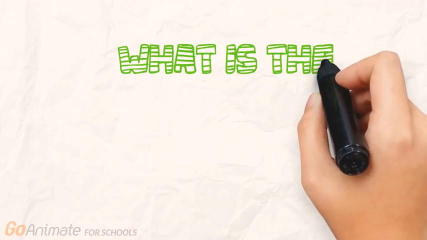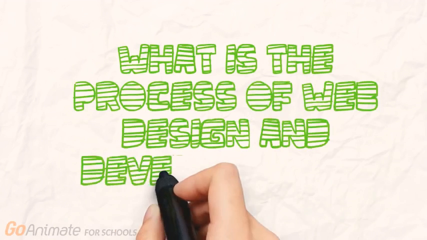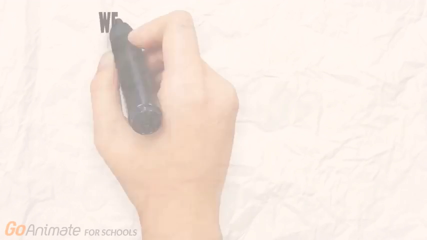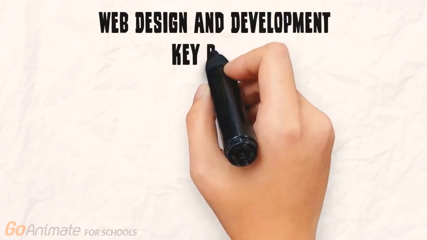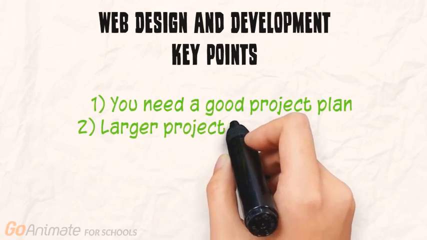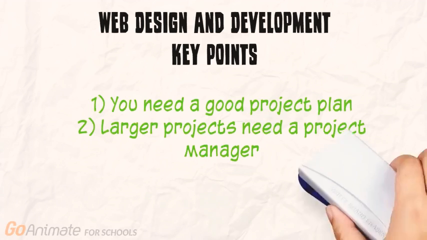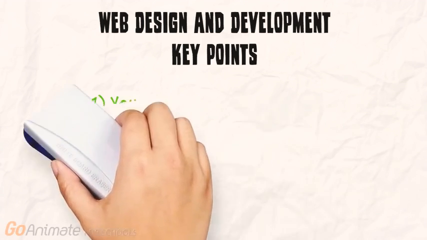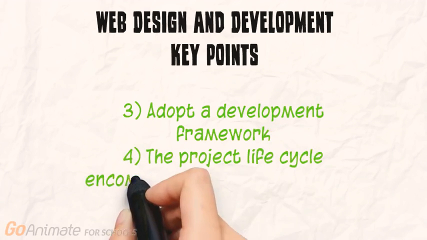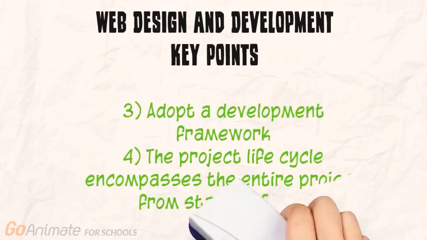Let's understand the website design and development process. Some key points to remember in the website design and development process. 1. You need a good project plan. 2. Larger projects need a project manager. 3. Adopt a development framework. 4. The project life cycle encompasses the entire project from start to finish.